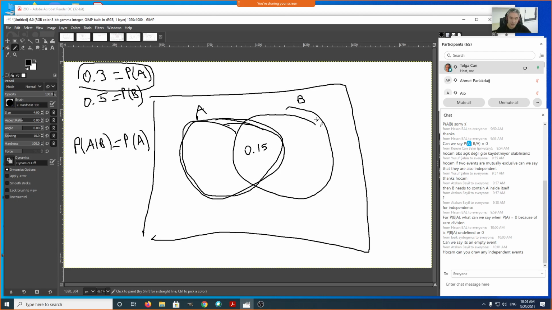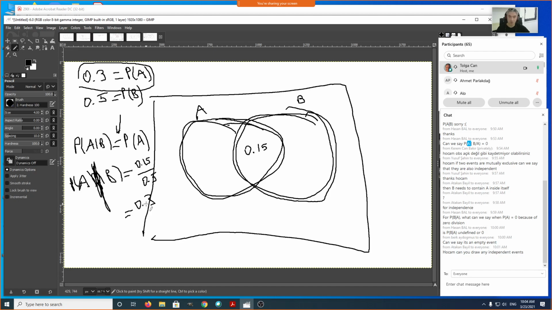So the probability of A intersection B, which is 0.15, divided by the probability of B, which is 0.5, should give us the probability of A. It indeed gives us 0.3. If they're independent, the probability of A given B should be equal to P(A). So the probability of A given B is equal to the probability of A intersection B, which is 0.15 since they're independent, divided by the probability of B, which is 0.5, and it gives me 0.3, which is correct.